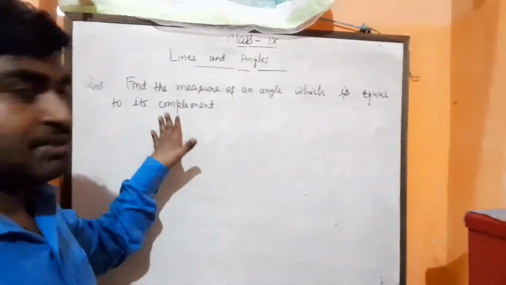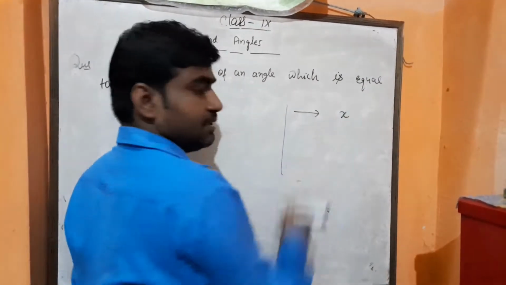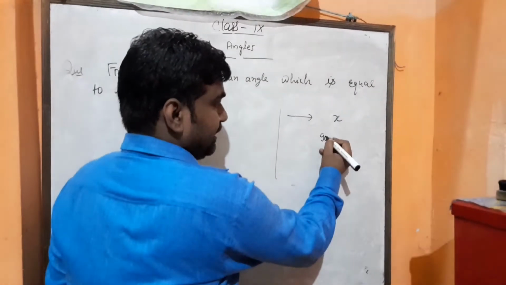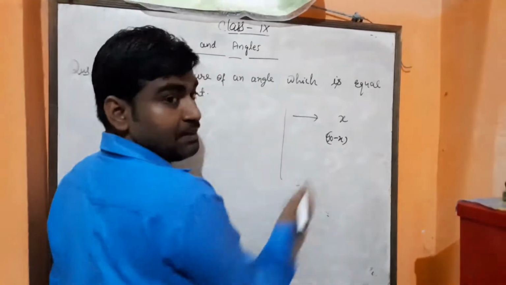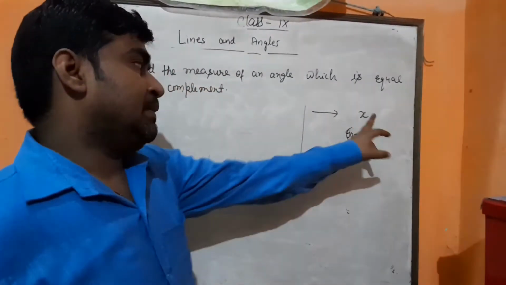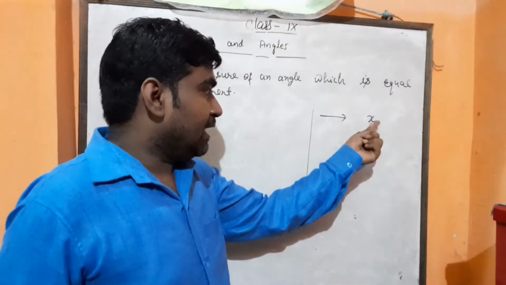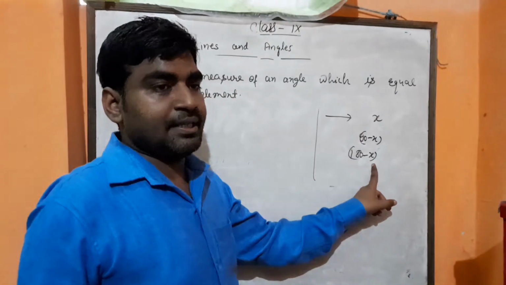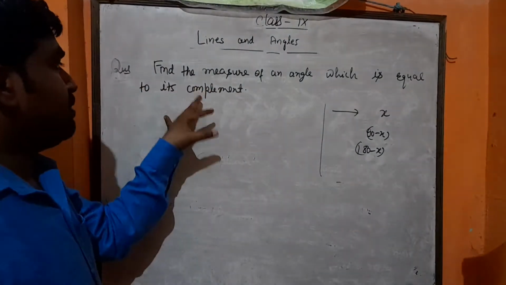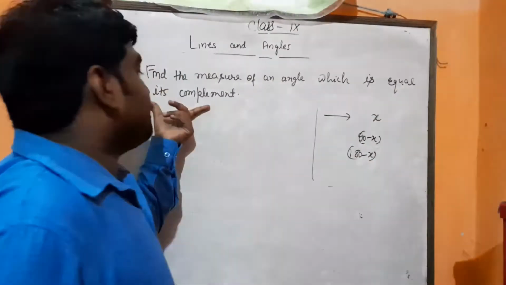Listen, before solving this question: if the angle is x, then its complement angle will be 90 minus x and the supplement angle will be 180 degrees minus x. We remember, if the angle is x, then the complement angle is 90 minus x, and its supplement angle is 180 minus x. Here in the problem, find the measure of an angle which is equal to its complement.